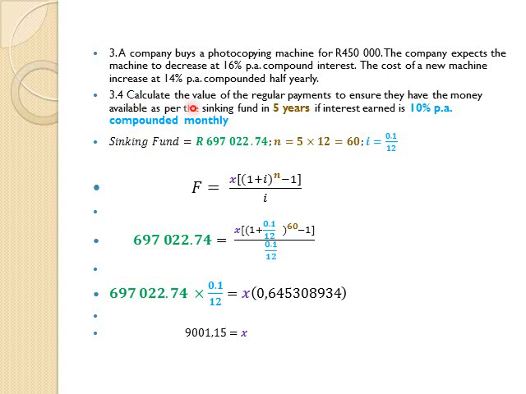So calculate the value of the regular payments to ensure they have the money available as per the sinking fund in 5 years, if interest earned is 10% per annum, compounded monthly. So the sinking fund we just calculated, we need 697,022.74. 5 years, if it's compounded monthly, 5 times 12 gives me 60 interest payments, and I equals 0.1 over 12. Because it's regular payments, we use the equation F equals X times 1 plus I to the power n minus 1 over I.